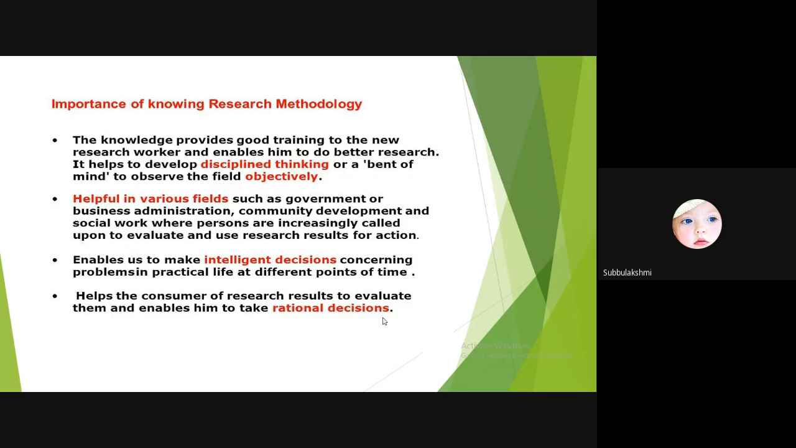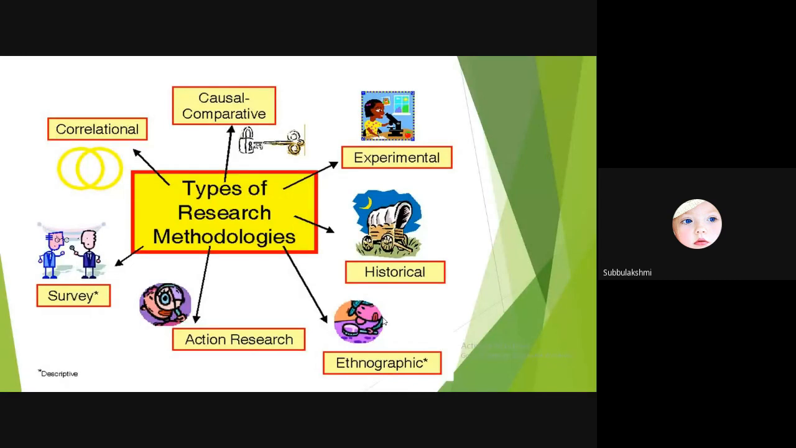Next slide. What we come across here is a pictorial representation of the types of research methodologies. If you have a casual look at this diagram, we could find the types. We can start from the right side: experimental, historical, ethnographic, action research, survey-based research, correlation, causal and comparative. So these are the various types of research methodologies.